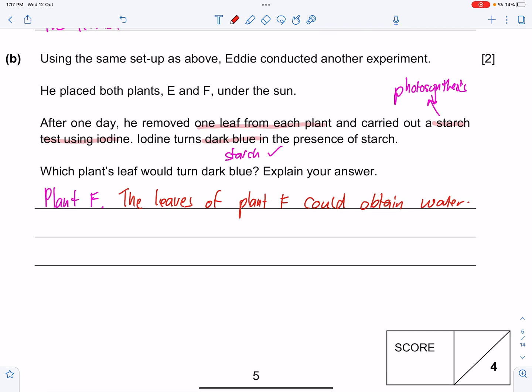Okay, carbon dioxide, and sunlight for photosynthesis.